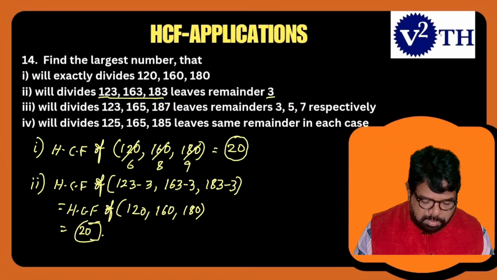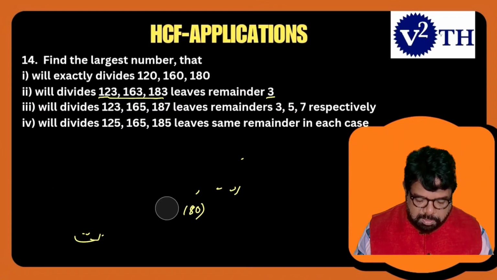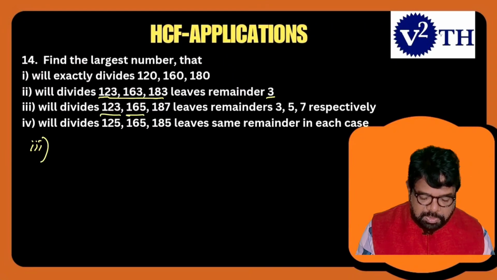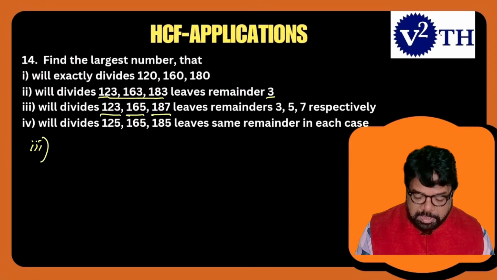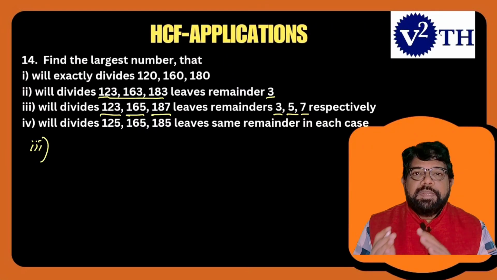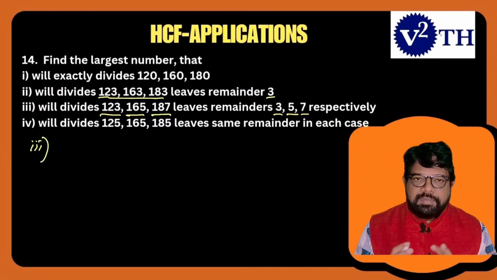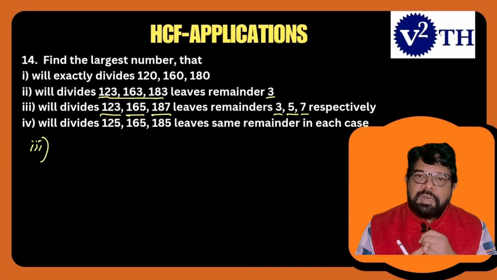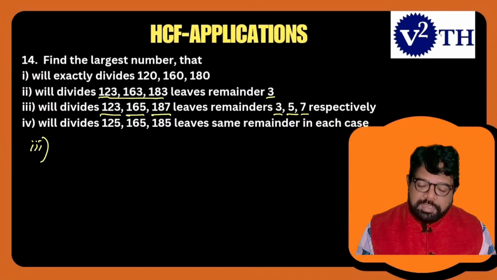Now see here question number 3. What is question number 3 here? Find the largest number that will divide 123, 165, 187, leaves remainders 3, 5, 7. So 3 numbers, 3 remainders. 4 numbers, 4 remainders, just like that may be given. The same strategy you have to follow. What you do? From each and every number, the respective remainder is to be subtracted. For the remaining values, you have to calculate the HCF. Whether 4 numbers, 4 remainders or 3 numbers, 3 remainders are given, we follow the same strategy.